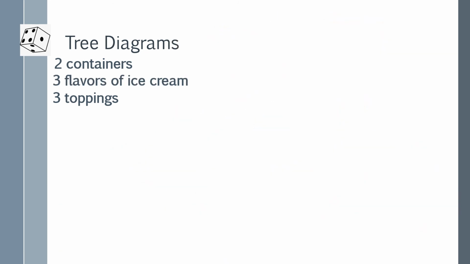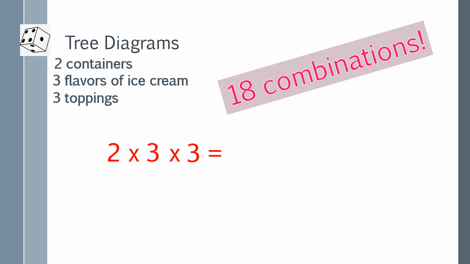We can also find the number of combinations with a shortcut. If we take the total number of containers, 2, the total flavors of ice cream, 3, and the number of toppings, 3, and multiply them together, we end up with 18. 2 times 3 is 6. 6 times 3 is 18.